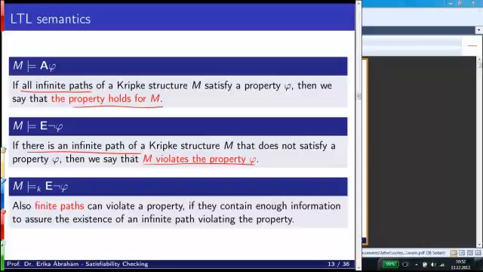And now the trick is that also finite paths can violate or satisfy a property if they contain enough information to assure that there exists an infinite path. So assume, for example, we have a path and it satisfies eventually A. Then of course there is a finite index where A holds, and already on this finite prefix we see that eventually A holds.